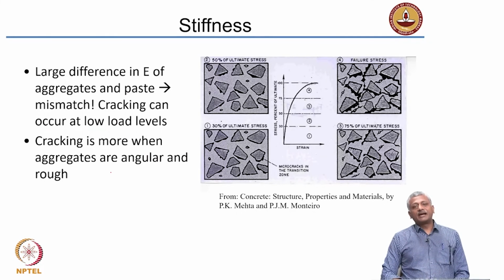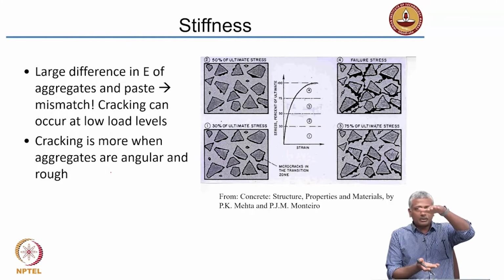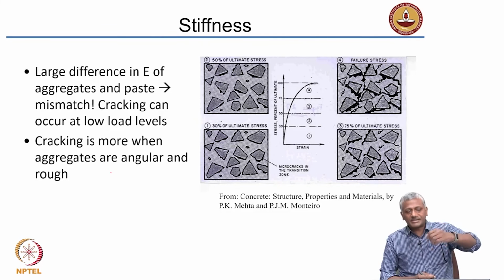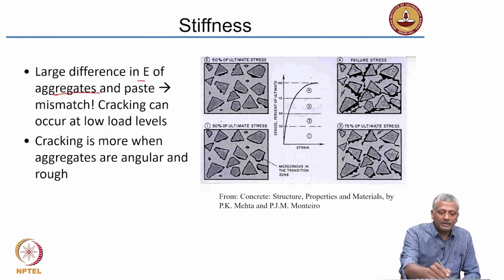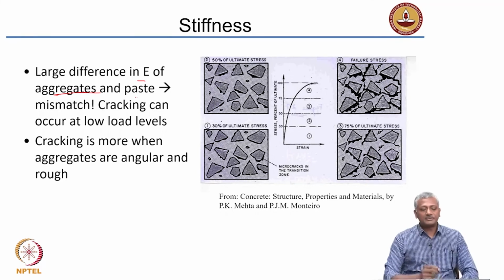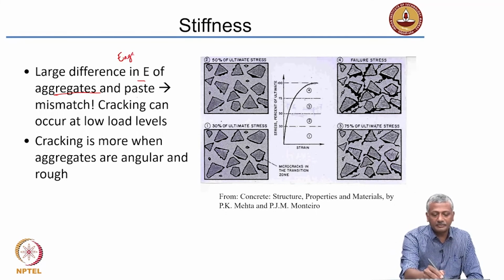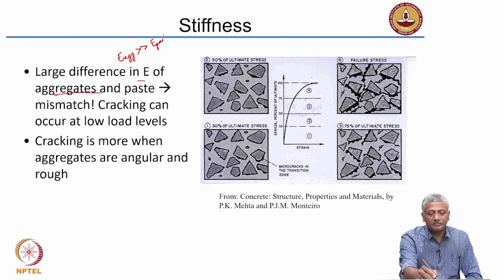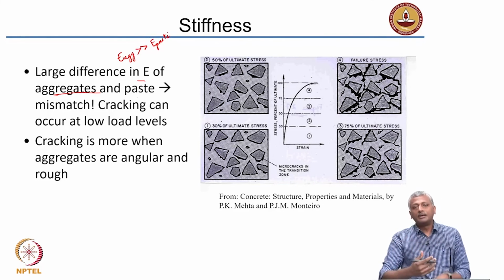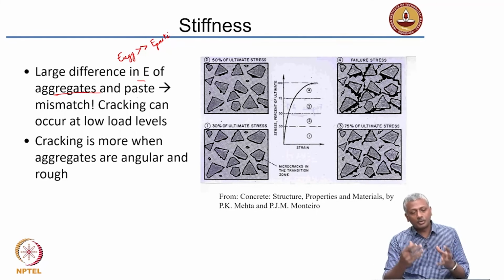What about the stiffness of the aggregate? Why is it important? Now, concrete is a composite material, aggregates are embedded inside paste. So, when you start loading concrete, I already talked about the fact that stiffness of aggregate or modulus of elasticity of aggregate is generally much more than modulus of elasticity of paste. Again, this is for normal concrete. When you start strengthening the paste in high strength concrete, it becomes more and more equal. It never becomes totally equal, but becomes more and more equal.